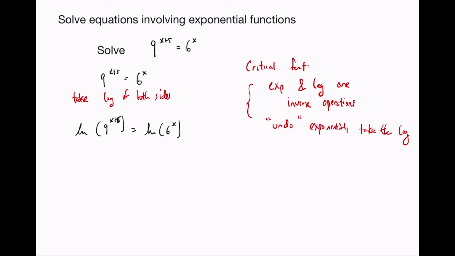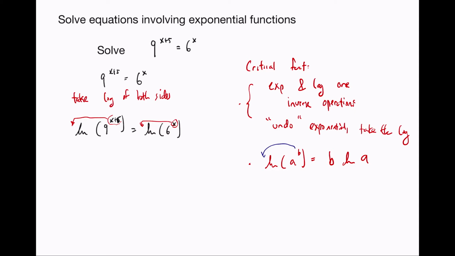Another critical fact that you need to remember is that the natural log of a to the b equals b natural log of a. So the b gets to come out front. The power gets to come down front of the natural log. And that's really nice because what that's going to let us do is we're going to take this x plus 5 and it's going to come down front, and this x is going to come down front of that one. So we're going to use that natural log of a to the b equals b natural log of a.